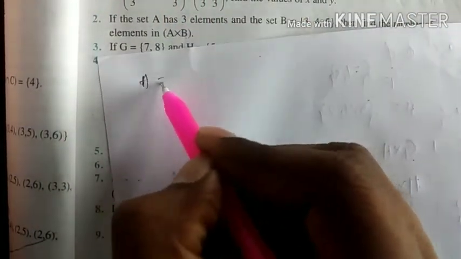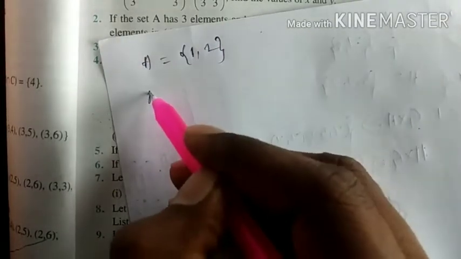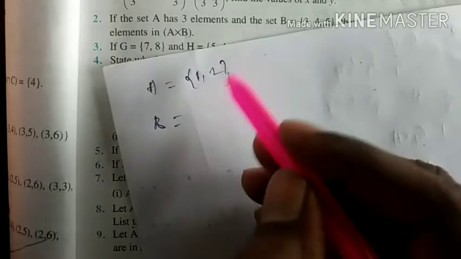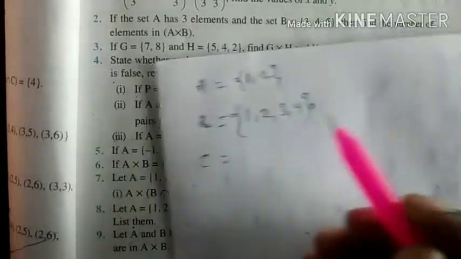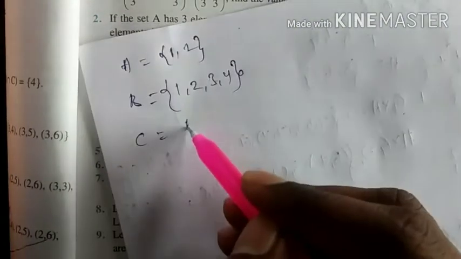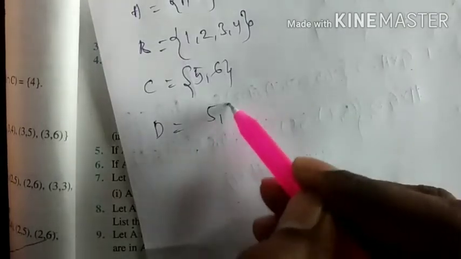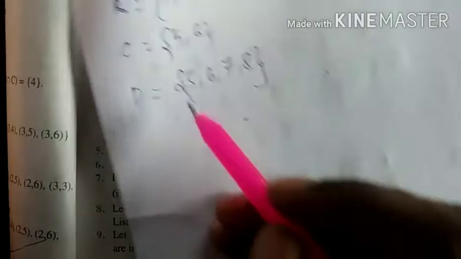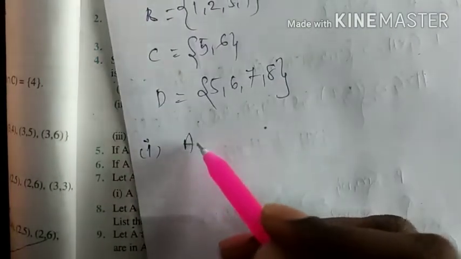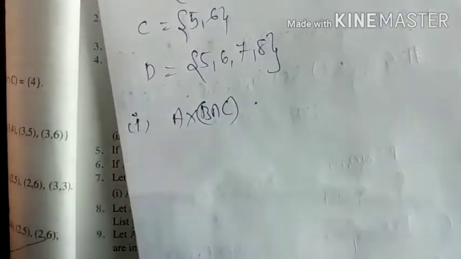So here A is equal to {1, 2} and B is equal to {1, 2, 3, 4} and C is equal to {5, 6} and D is equal to {5, 6, 7, 8}. This is the given information. Now the first one is A × (B ∩ C).